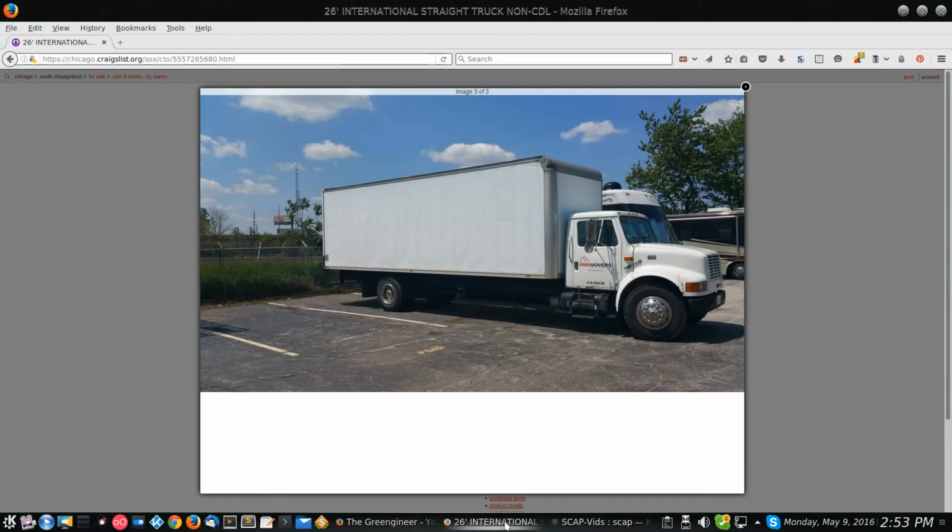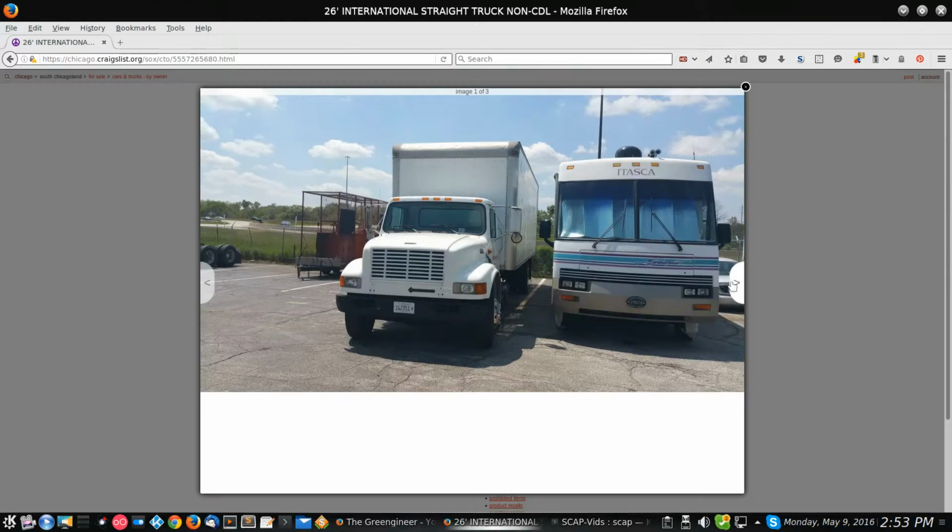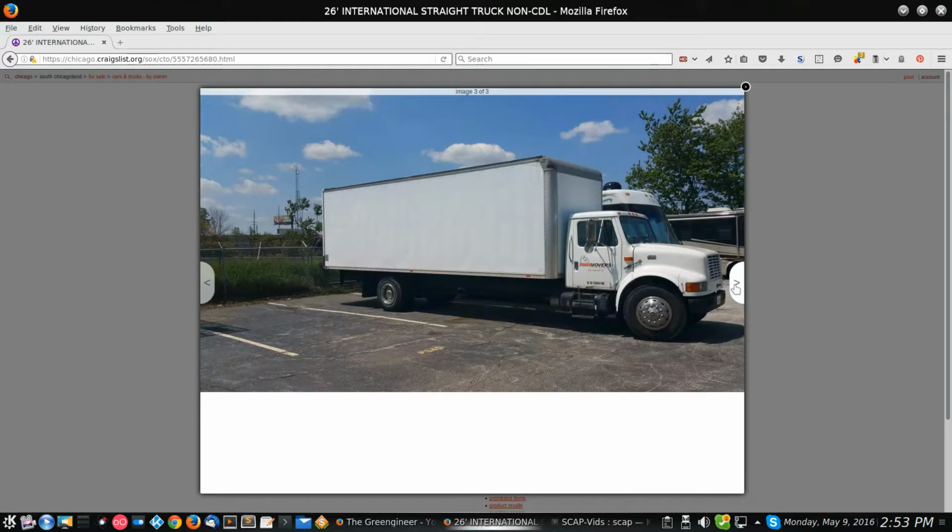I've come up with using something like this. Okay, whoops, I just clicked off of it. Something like this. This is a 26-foot box truck. The truck portion, the diesel portion here, happens to be an International 4700, I think it is. Very important because it's under CDL.